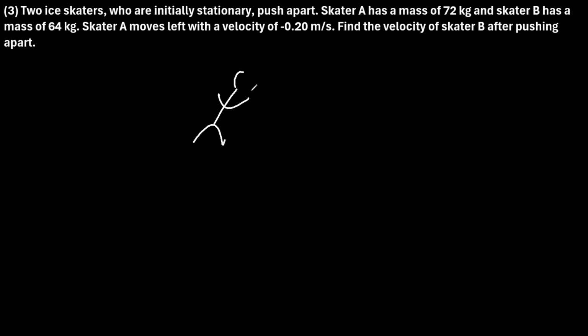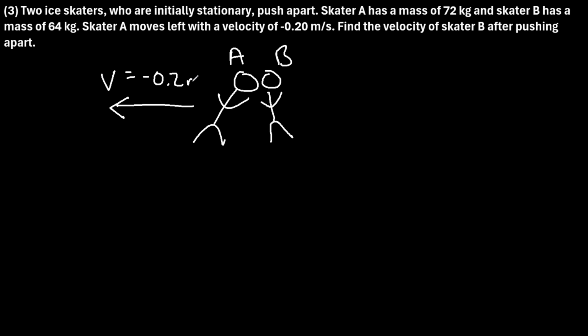So we have these 2 skaters, and initially they're at rest, but they push apart from each other. So let's call this skater A and skater B. We're told that skater A moves left with a velocity of negative 0.2 meters per second. And our question is, what will skater B's velocity be? So again, we have a scenario where there are no external forces working on this system, so we know that the momentum is going to be conserved.